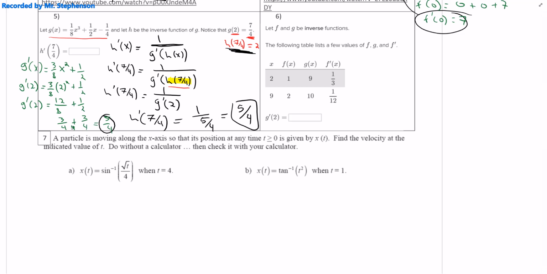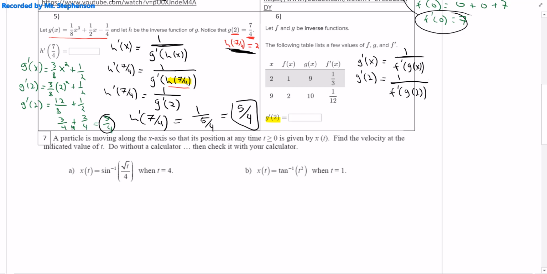Okay, so for number 6, same idea, except you're given a table here. F and g are inverse functions. We're given some values of f and g and f prime. We want to find g prime of 2. Down here it says find g prime of 2. So we're going to use that same formula: g prime of x is going to be 1 over f prime of g of x. And then I need to plug in 2. G prime of 2 is going to be 1 over f prime of g of 2.